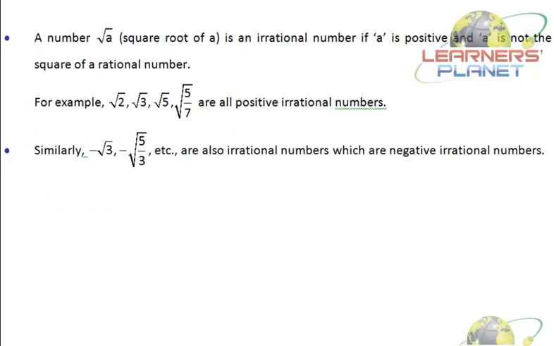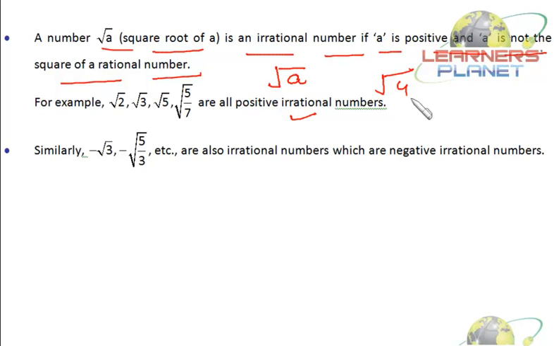Now let's understand the definition more precisely. A number root a, that is the square root of a, is an irrational number if a is positive and a is not the square of a rational number. That means we will not accept negatives under a square root. So a should be positive, and a should not be a perfect square. If a is not a perfect square, then root a will be an irrational number.